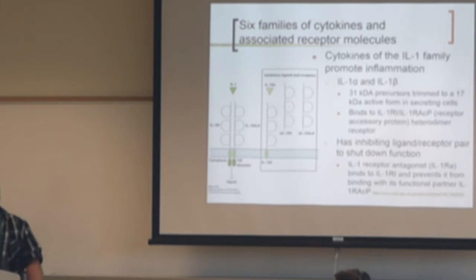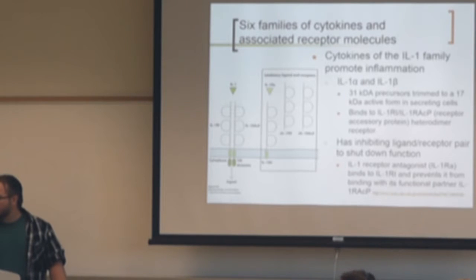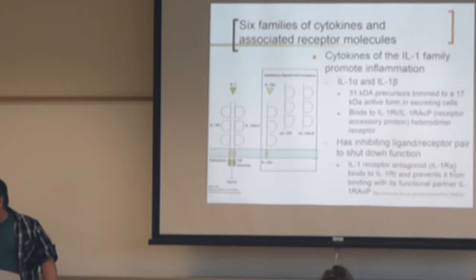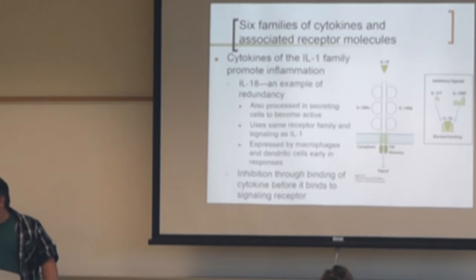IL-1 alpha and beta are one class. They bind to this IL-1 receptor, or the receptor antagonist. They have this inhibiting ligand receptor pair to shut down the response. So this is the IL-1 receptor antagonist, I'm sorry. It binds to the IL-1 receptor and prevents IL-1 from binding and carrying out its function. So you've got that, but then also another class.